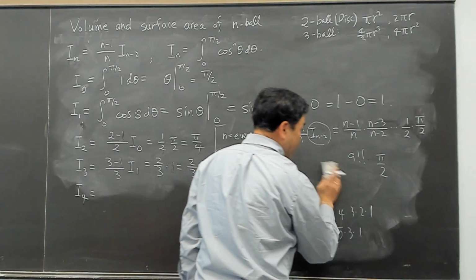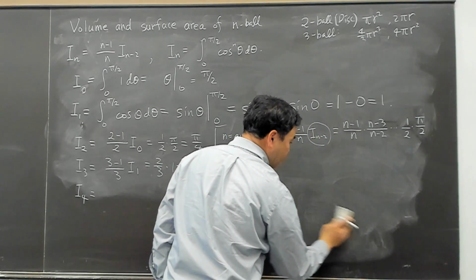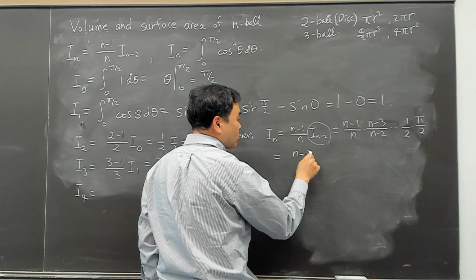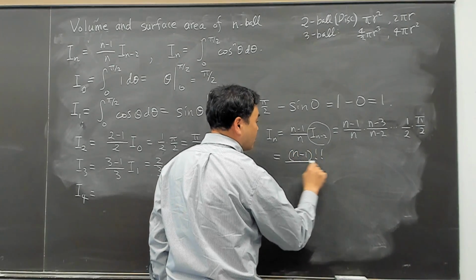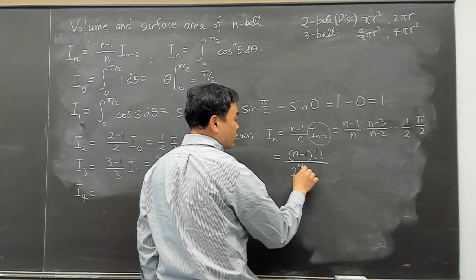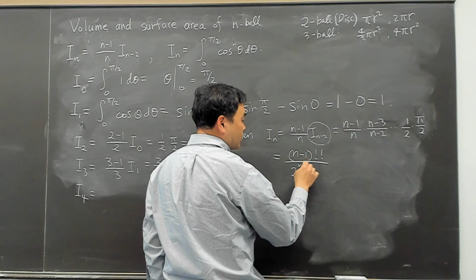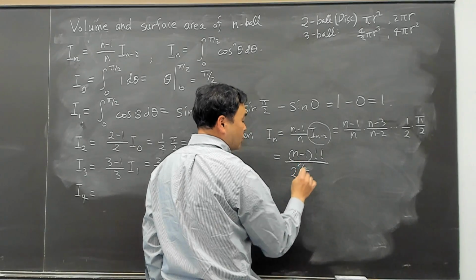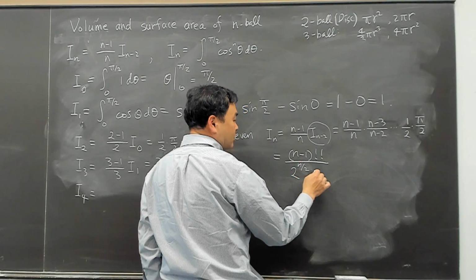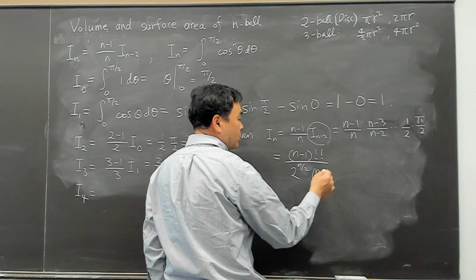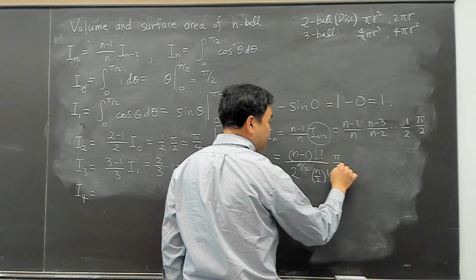So let me rewrite the result above as equal to (n minus 1) double factorial over 2 to the n over 2, times n over 2 factorial, times pi over 2.